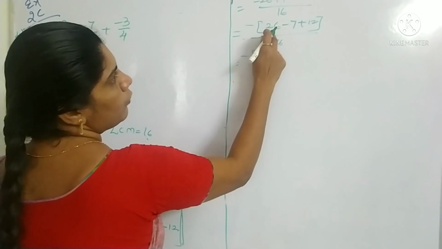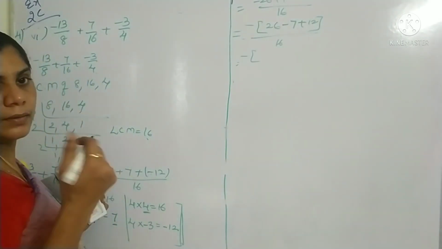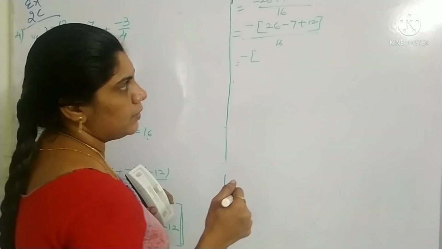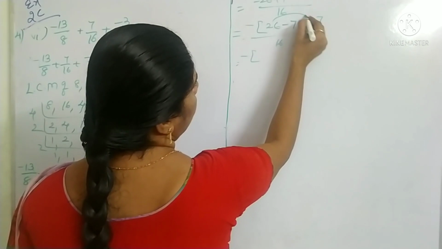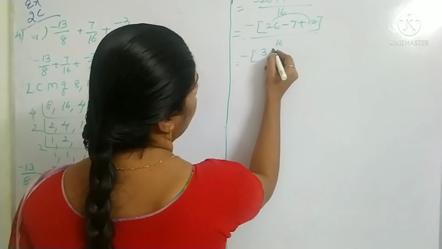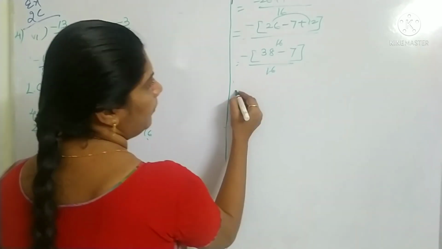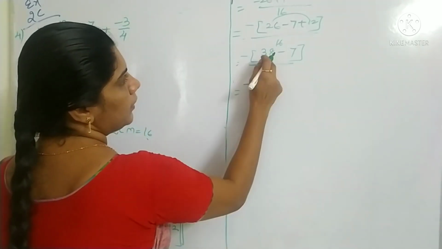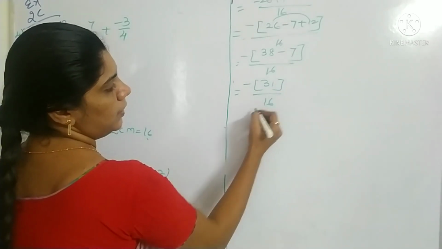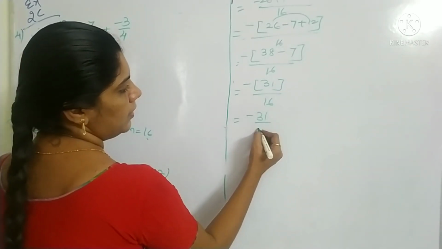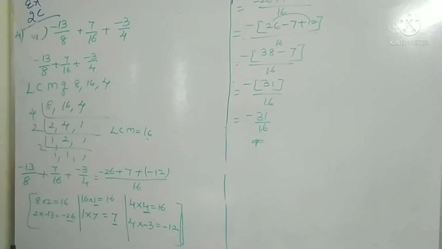Minus of 26 plus 12. So first always add the plus sign numbers. So 26 plus 12, how much? 38. Minus 7 as it is, divided by 16. Minus of 38 minus 7? 31. Divided by 16. What is your final answer? 31 by 16. Okay, this is your answer. Understood?